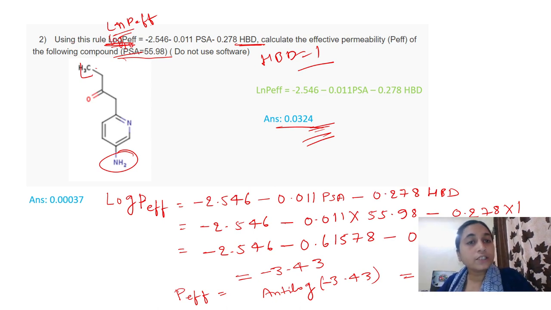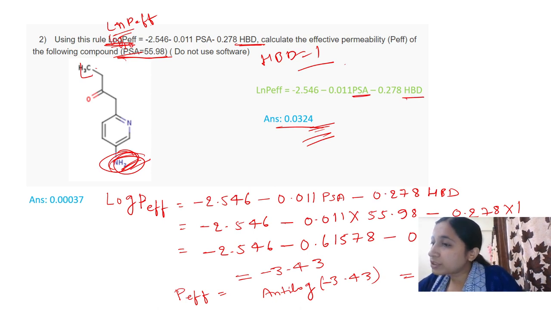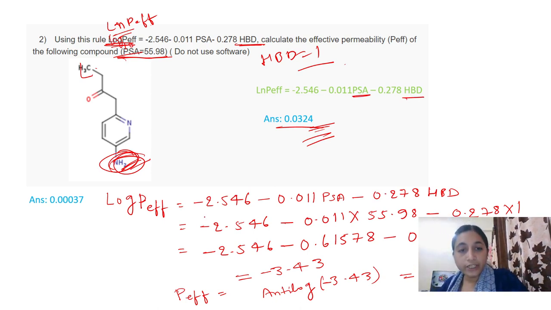Okay. So question 2: using this rule, ln PEF equal to minus 2.546 minus 0.011 PSA minus 0.278 HBD. Calculate the effective permeability of the following compound. In this, it's given PSA, like polar surface area, is 55.98. Hydrogen bond donor, you know, is an electronegative atom connected with hydrogen. In this, only nitrogen is connected with hydrogen, so there is only one hydrogen bond donor. So you can simply put the values of PSA and HBD in this equation.